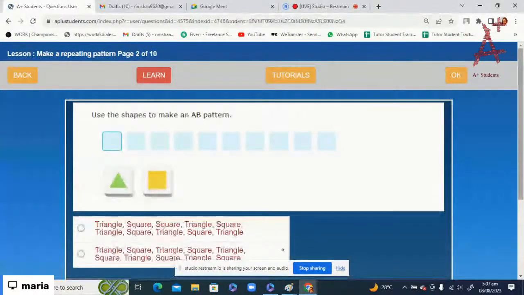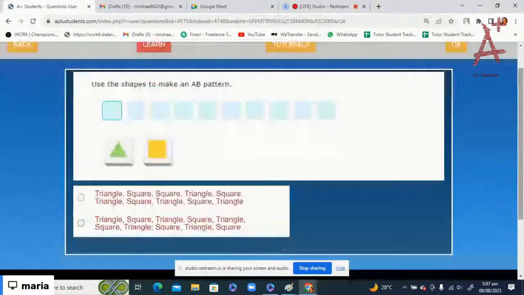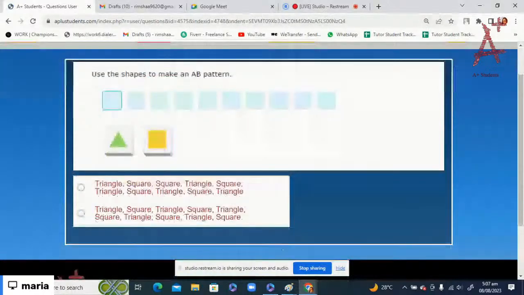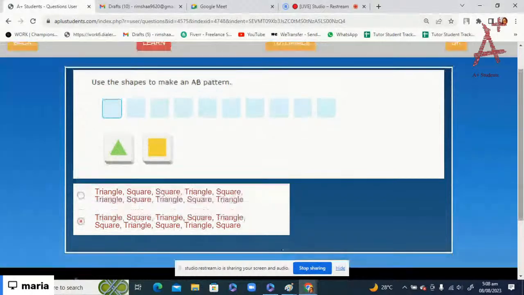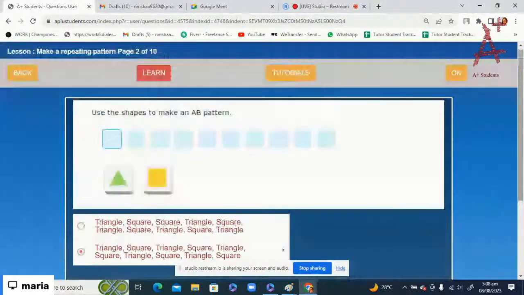Let's do one more question. Use the shapes to make an AB pattern. Now again it's triangle and square, then again square. Is it right? Tell me, is part A right? No. Why? Because here, look, there are two squares in the same row. So this is not right. Let's check part B. First triangle, then square, triangle, then square, triangle, then square. Yes, that is right, because here it shows a complete pattern, one after one.